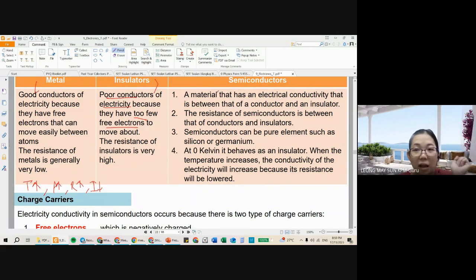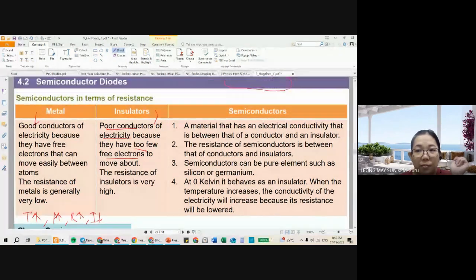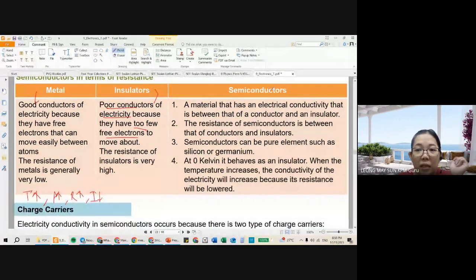Then after that, they found semiconductors. When they found semiconductors, they noticed that a semiconductor's electrical conductivity is actually in between conductor and insulator, meaning it is a moderate conductor of electricity. The resistance of a semiconductor is in the middle of conductor and insulator, which means higher than metal but lower than insulator. Semiconductors of pure elements are silicon and germanium.